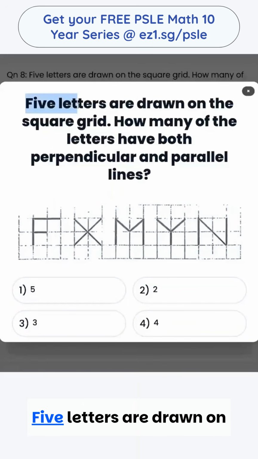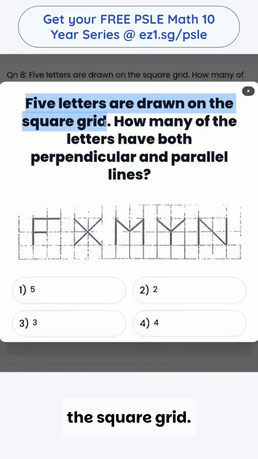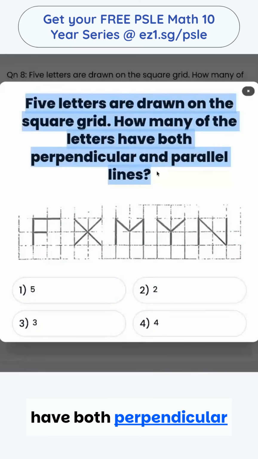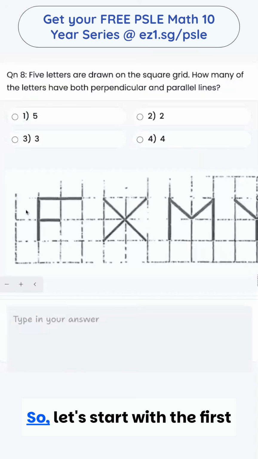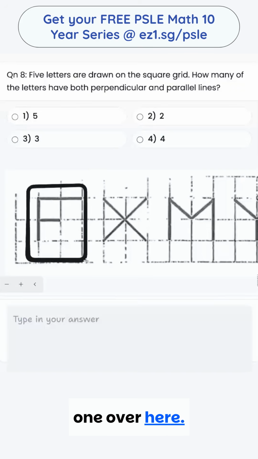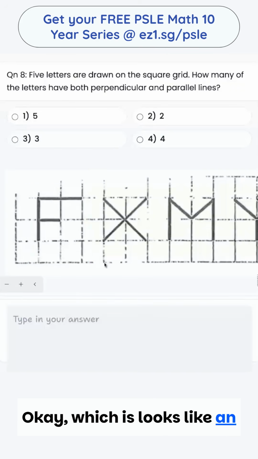Question 8. 5 letters are drawn on the square grid. How many of the letters have both perpendicular and parallel lines? So let's start with the first one over here, which looks like an F.